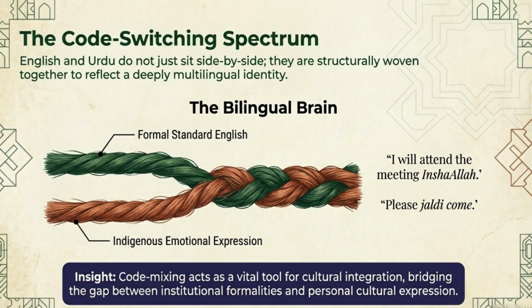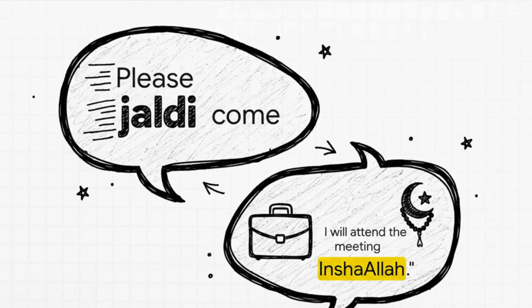Okay, so there's something we need to be clear about here. It's really important to draw a line between the formal system of Pakistani English and something related but different, called code switching. Now, code switching is something that bilingual speakers do everywhere all over the world. It's when you just naturally flip between two languages in the middle of a conversation. So, for example, you might hear someone say, "please jaldi come," mixing English and Urdu, or maybe "I will attend the meeting inshallah," which blends a professional, formal statement with a really important cultural and religious phrase. This stuff just reflects the everyday reality for millions of people who live in a multilingual world.